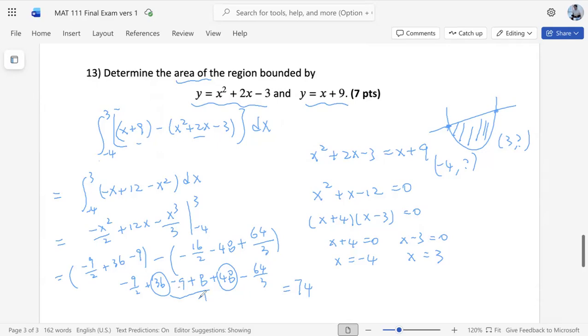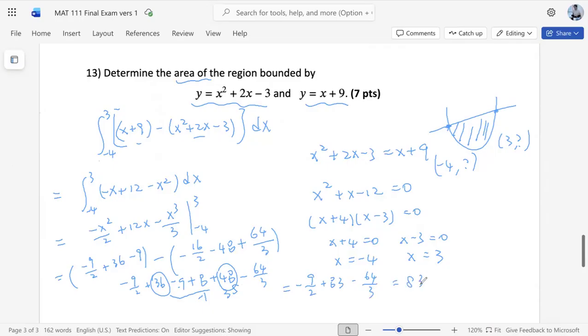Because this is -9. Oh no, this calculation is already done. Of course, you can use a calculator, all right? I may make mistakes here. So basically, I have -9 over 2, 36. So -9 plus 8, -1. 36 minus 1, 35. So 83. Plus 83. Then minus 64 divided by 3.